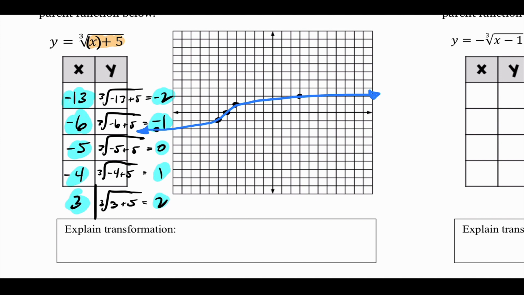Same question. What's the difference between them? This is the new kid, this is the parent. Which way did it move? Up, down, left, or right? It looks like it should be that way, right? So it moved left. The 0, 0 is no longer at 0, 0. It moved left 5 units. So shifted left 5 units.